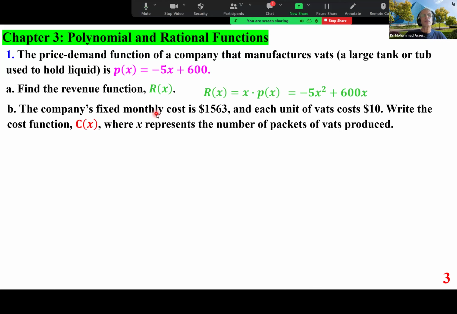The company's fixed monthly cost is $1,563, and each unit costs 10 bucks. Write the cost function C of x, where x represents the number of packets of bats. So C of x in essence is mx plus b, 10 times x for each one, and a fixed cost of 1563. So C of x is 10x plus 1563.